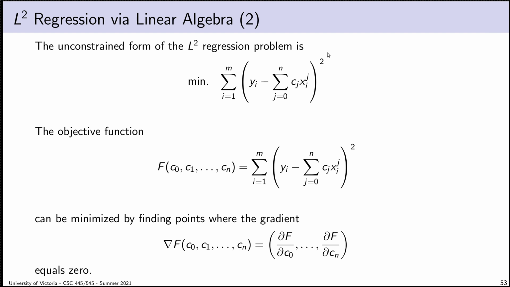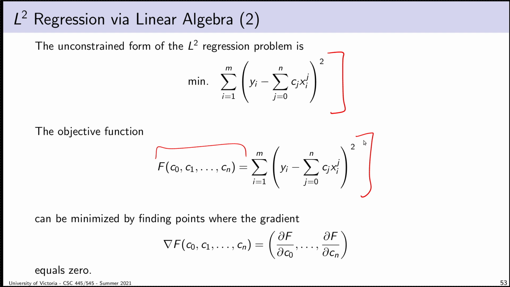So here is the unconstrained version of the L2 regression problem. We did write it out in a constrained way before, but we'll actually get more mileage out of solving it if we go back to the unconstrained form. So this is the objective function. We'll call it f of c1 to cn. How do I find the global minimum of this? Notice that this function is in fact a continuous function defined everywhere and in fact differentiable everywhere.